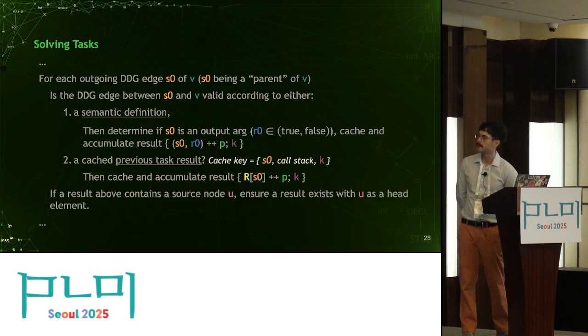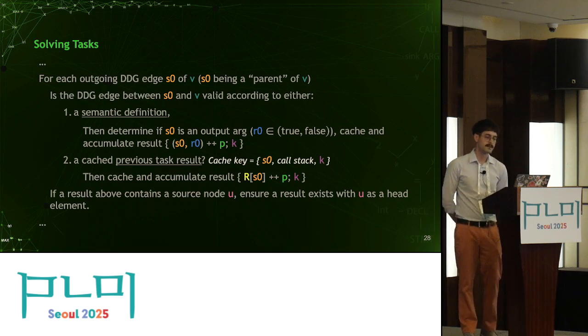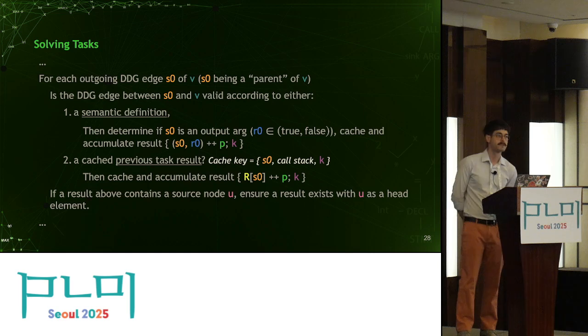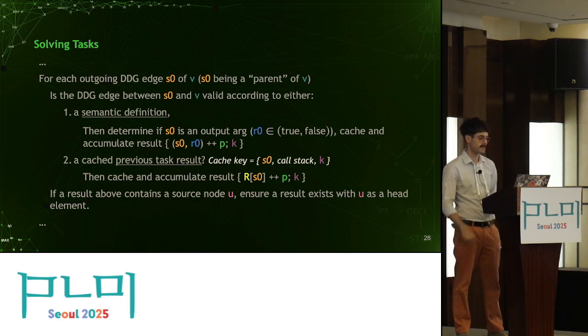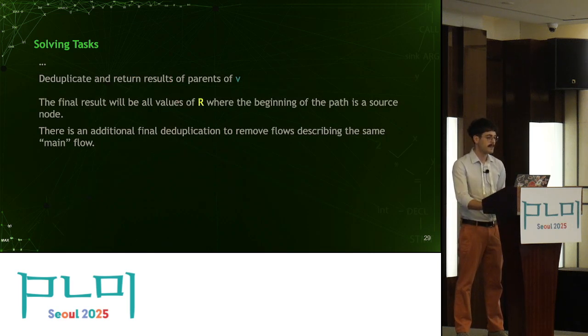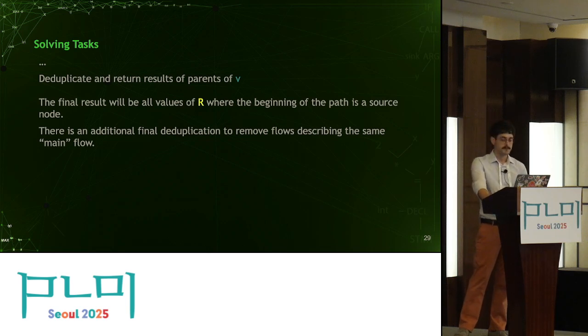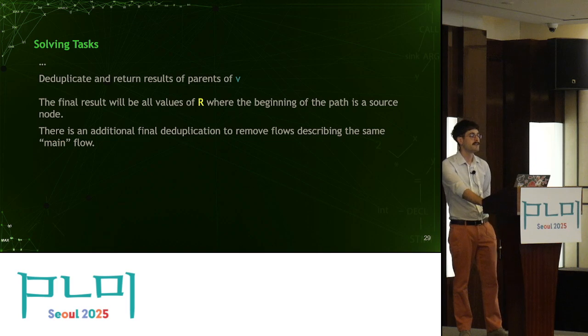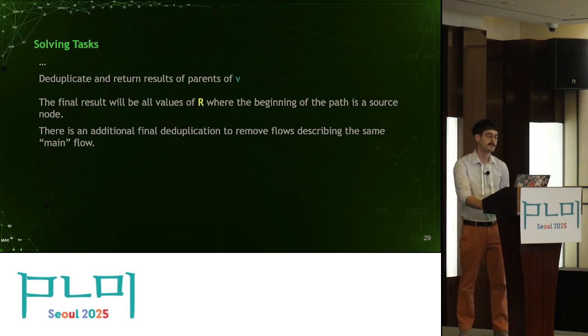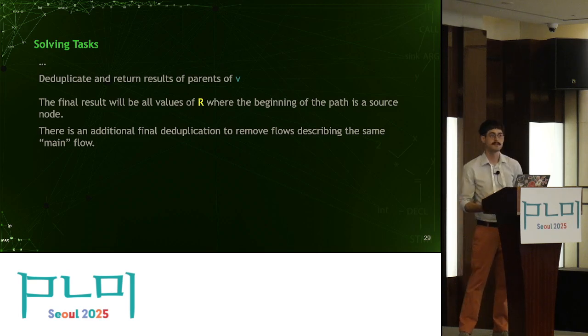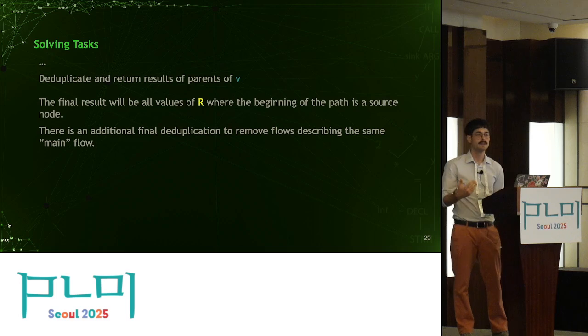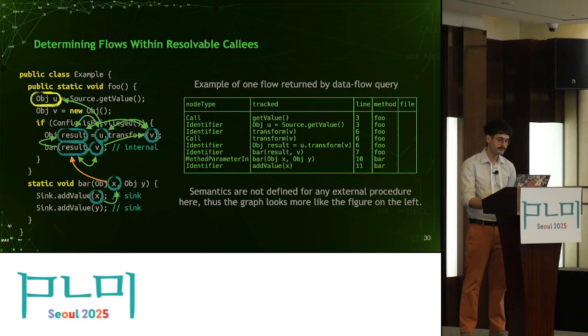Then, at the bottom, if the result above contains a source node, ensure that one of the result entries starts at the source node. We then deduplicate and return the results of V, and the final result of the query is all the entries in our result cache that begin with something in the source set. Then there's a final deduplication so that we don't return subflows within larger flows.